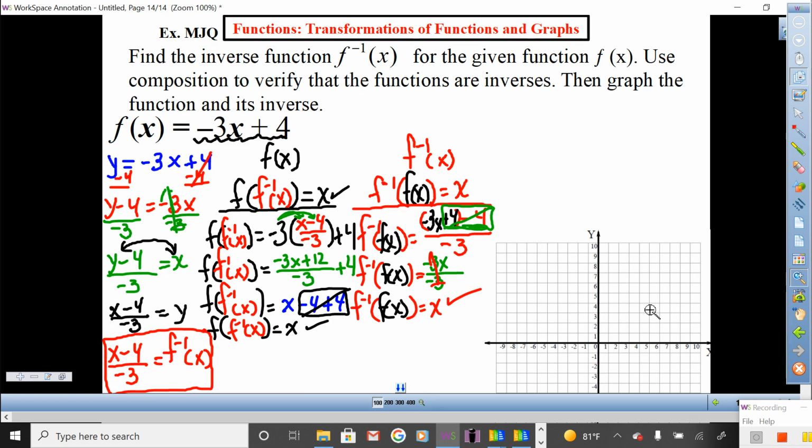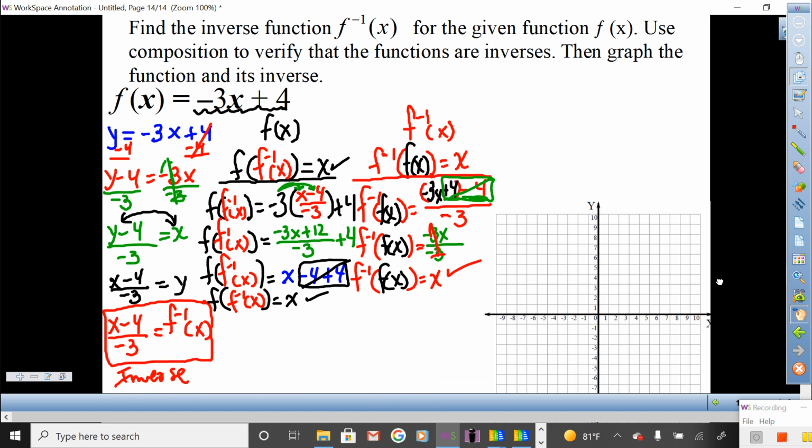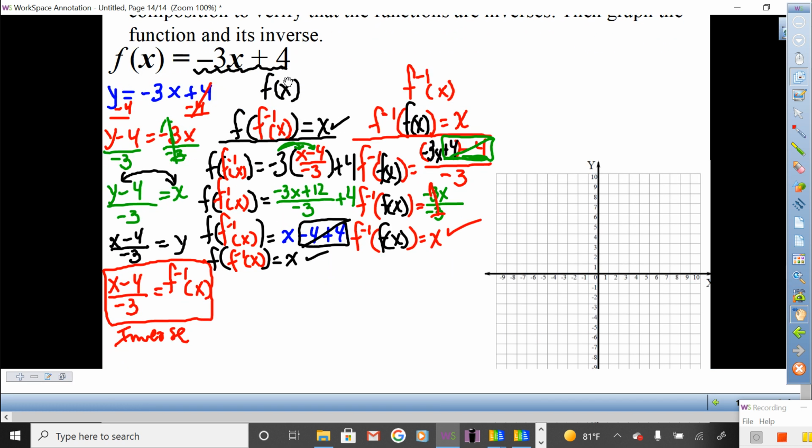So for tonight, this is what you're going to do. They're going to give you a function. You need to find the inverse. You know how to do that? Yes. Then you need to verify that they're inverses. So watch. You start with f of x, substitute the inverse, simplify, and you should get it equal to f. From there you start with the inverse, substitute f of x, and then you should get x at the end.